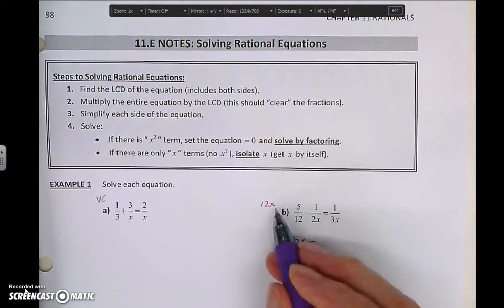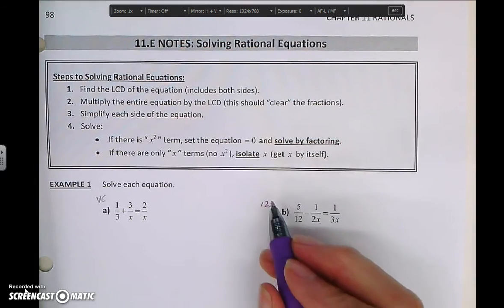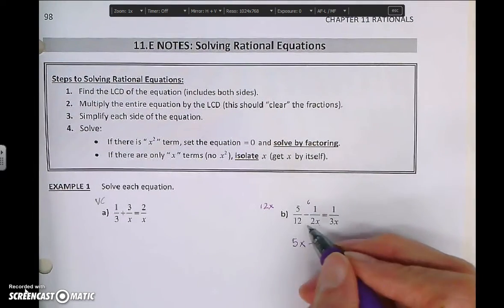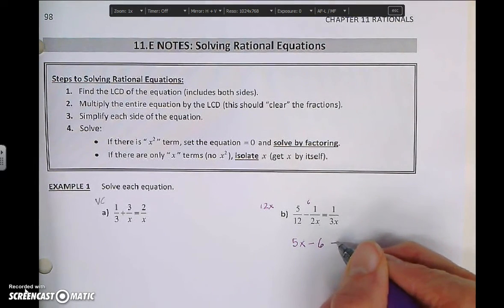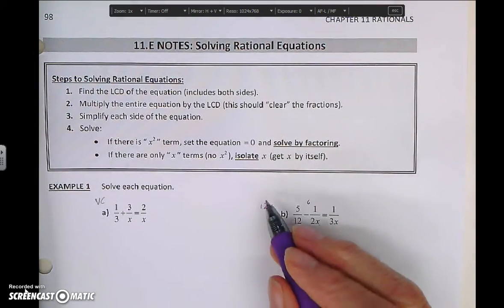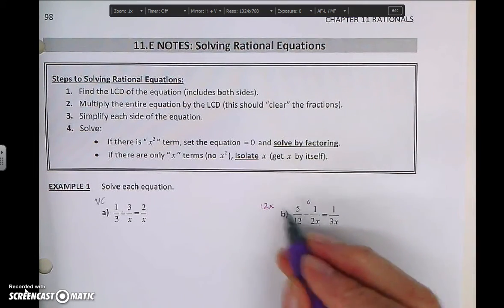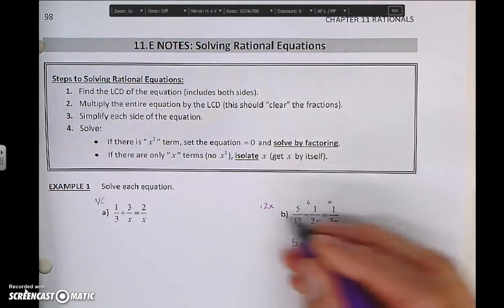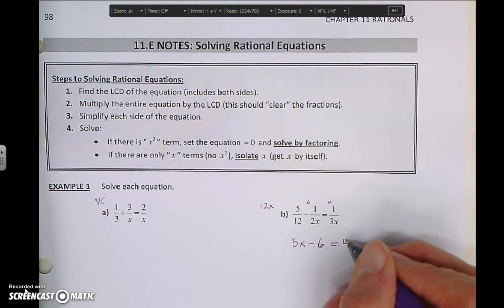Minus, when I multiply the 12x times the 2x, the 2 and the 12 cancel and leaves me with a 6, and then the x cancels, so I have 6 times 1 is 6, is equal to, when I multiply the 12x times the last fraction, 3 is going to go into 12 4 times, and the x's are going to cancel. So I have 4 times 1 is 4.